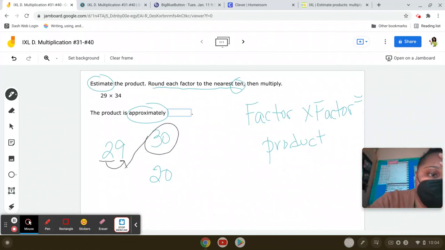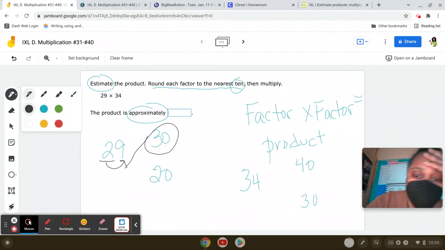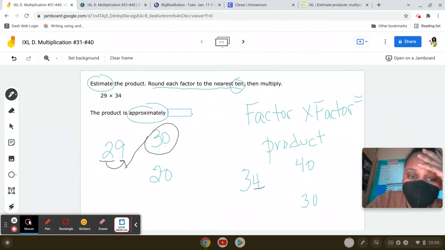All right. Next, we are looking at 34. Is it going to round up to 40 or is it going to round down to 30? That's the decision you're trying to make. So looking at the 4, next door, it is 4, below 5, so we just don't go up. So that's going to round to 30.